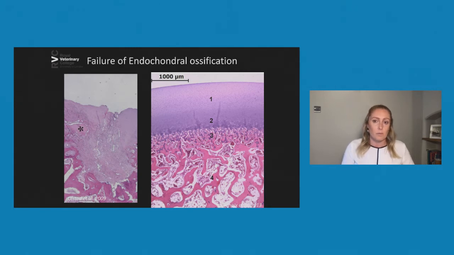So the histology image on the left demonstrates what happens when endochondral ossification fails. So the growth cartilage, the purple substance we see here, fails to become bone because it has no nutrient supply. So we've got this concave lesion of dead cartilage, basically, and that's what will form those smooth depressions that we see in our bone surfaces with OC.